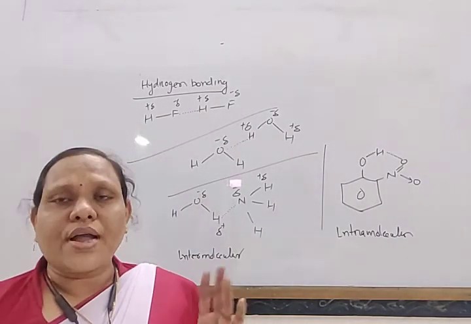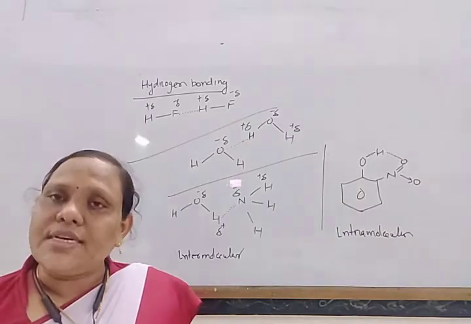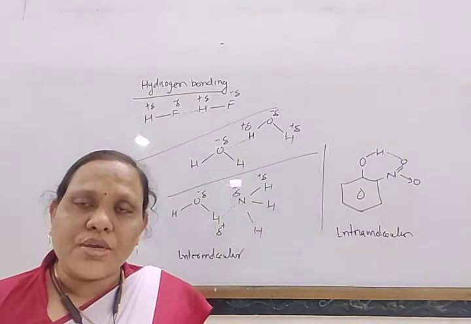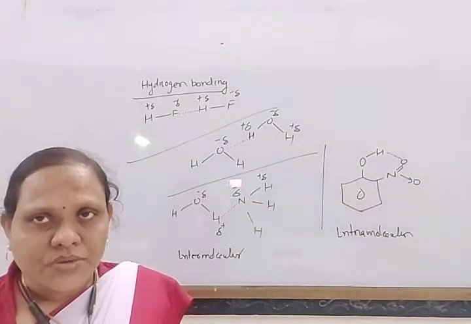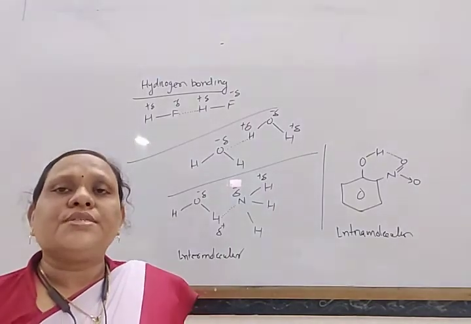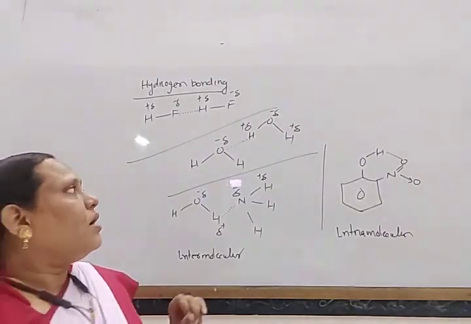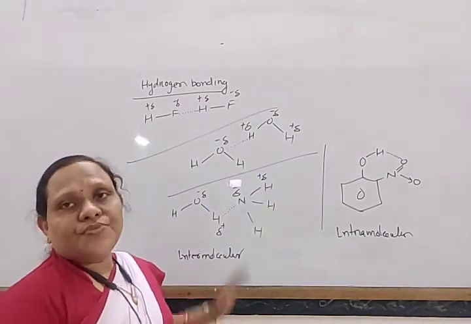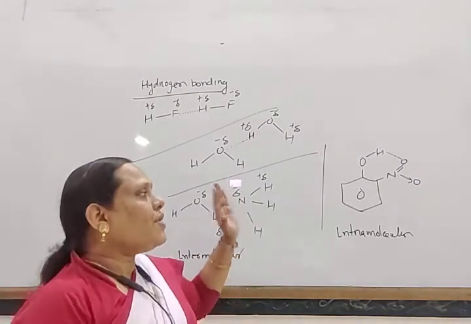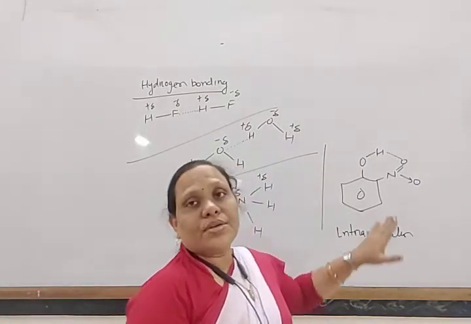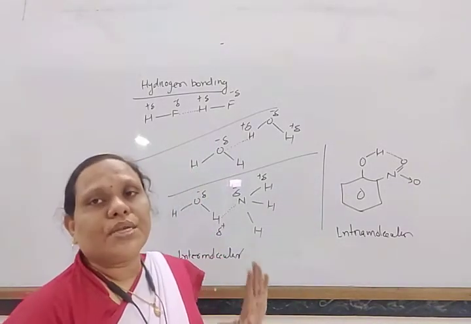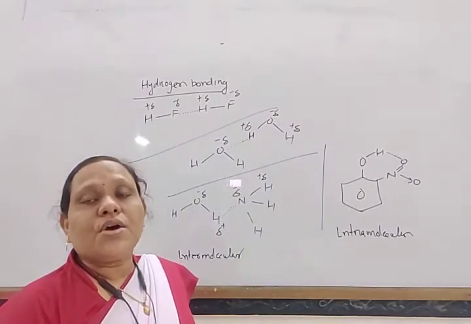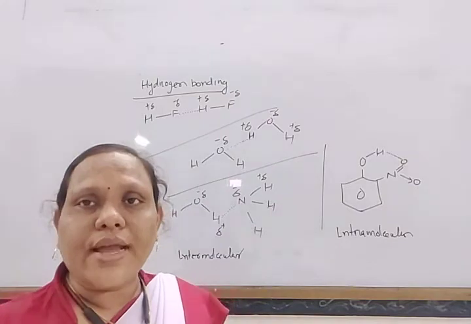So the compounds of hydrogen with fluorine, oxygen, and nitrogen generally form hydrogen bonds. Hydrogen bond is of two types: intermolecular hydrogen bond and intramolecular hydrogen bond. When hydrogen bond takes place between two different molecules of the same type or different type, that is known as intermolecular hydrogen bonding. And when hydrogen bonding takes place within the molecule, that is known as intramolecular hydrogen bonding. So first note down these points. Next we discuss what are the consequences or results of hydrogen bonding.